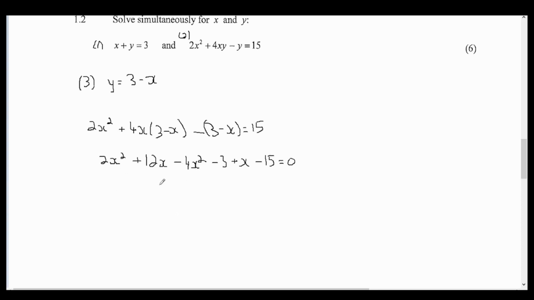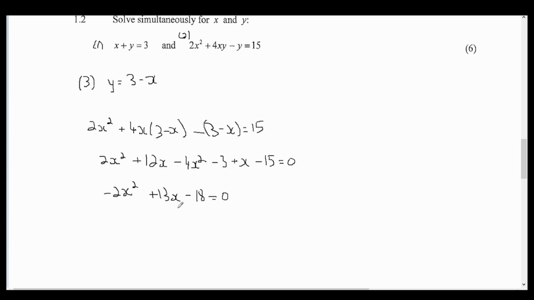Okay, once we do that, we just add like terms. So there are two terms to the power of 2. So it's minus 4 and 2, and that becomes 2 minus 4, which is just minus 2x squared. We then have plus 12x and x, so that becomes plus 13x, and we have the minus 3 and the minus 15 becomes minus 18, and that equals 0.